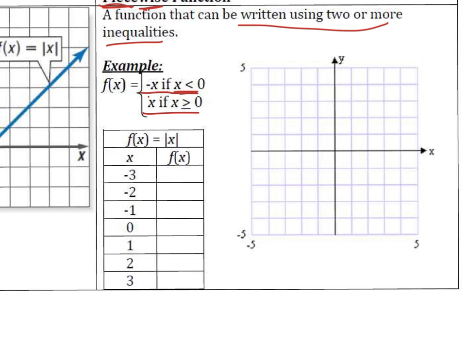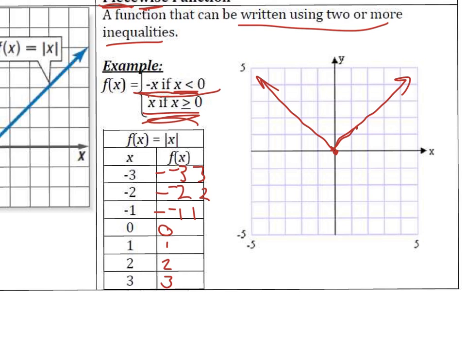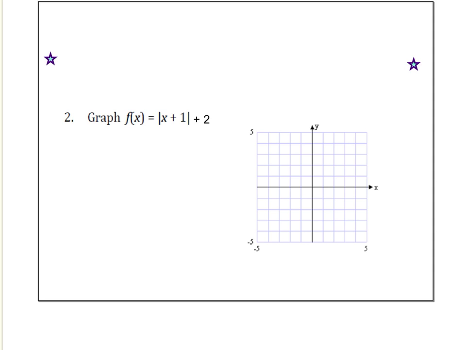So for all my values, negative x if x is less than 0. So that means take negative, negative 3, negative, negative 2, negative, negative 1. But once I get to 0, now it's just 0, 1, 2, 3. So 3, 2, 1. So it ends up being exactly like the absolute value function, just broken down into a piecewise form. So it says, for one range of numbers, do one rule. For a second range of numbers, do another rule.